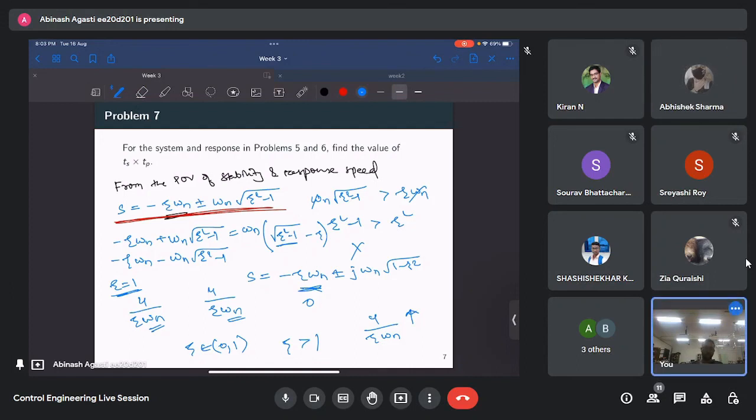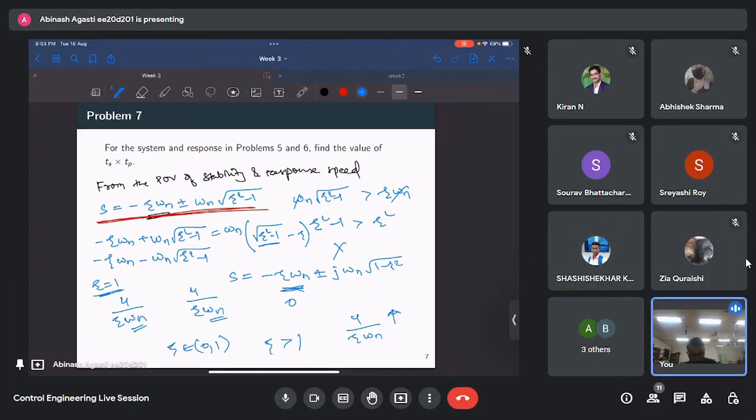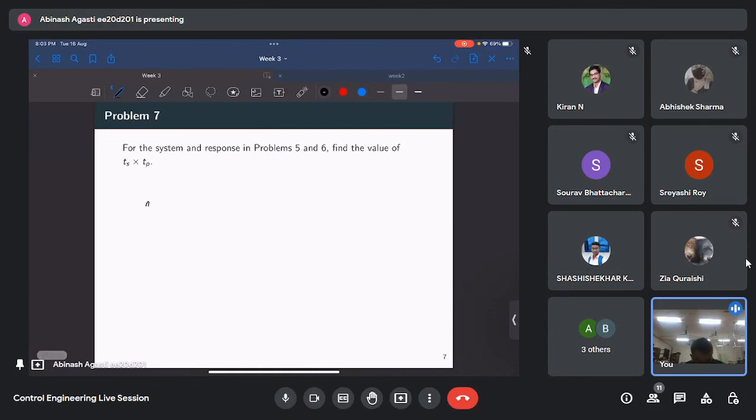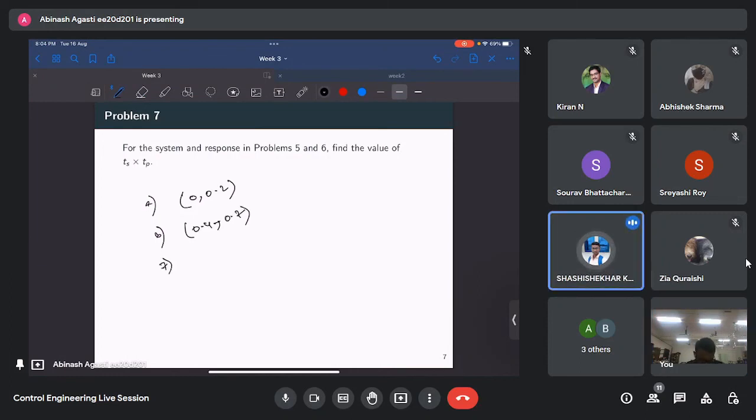लेफ्ट साइड में होंगे. इस क्वेश्चन के अनुसार कौन सा ऑप्शन होना चाहिए सर? इसमें तो अंडर डैम्प का दिया हुआ है सर. So, हाँ, I am reading the options, sir. Option A 0 to 0.2. Okay, 0 to 0.2. And option B 0.4 to 0.7. Okay. And option C 0.8 to 1.0.